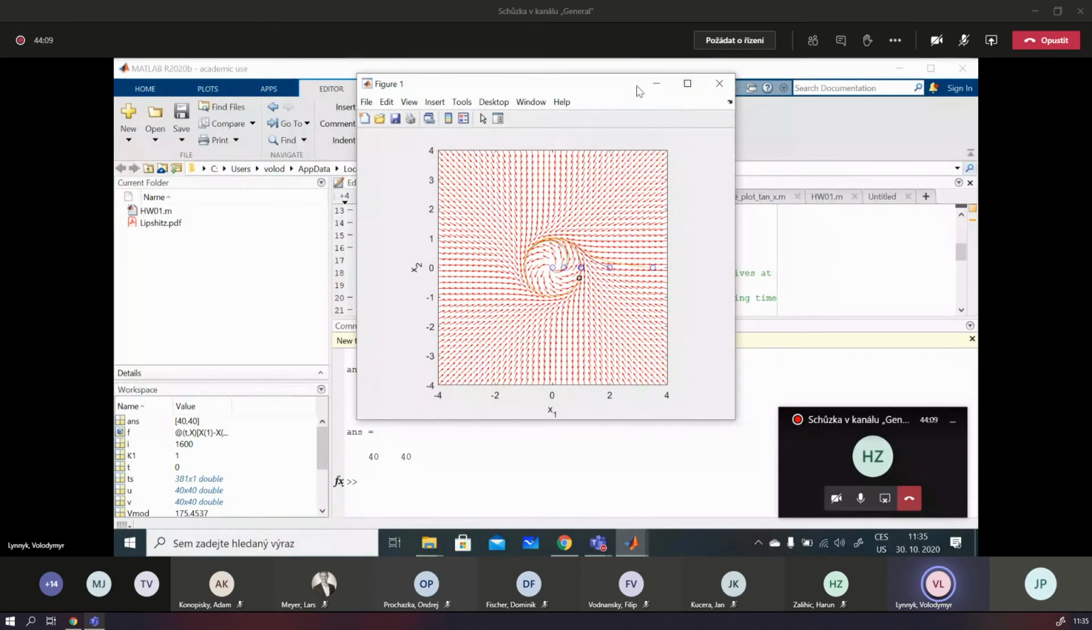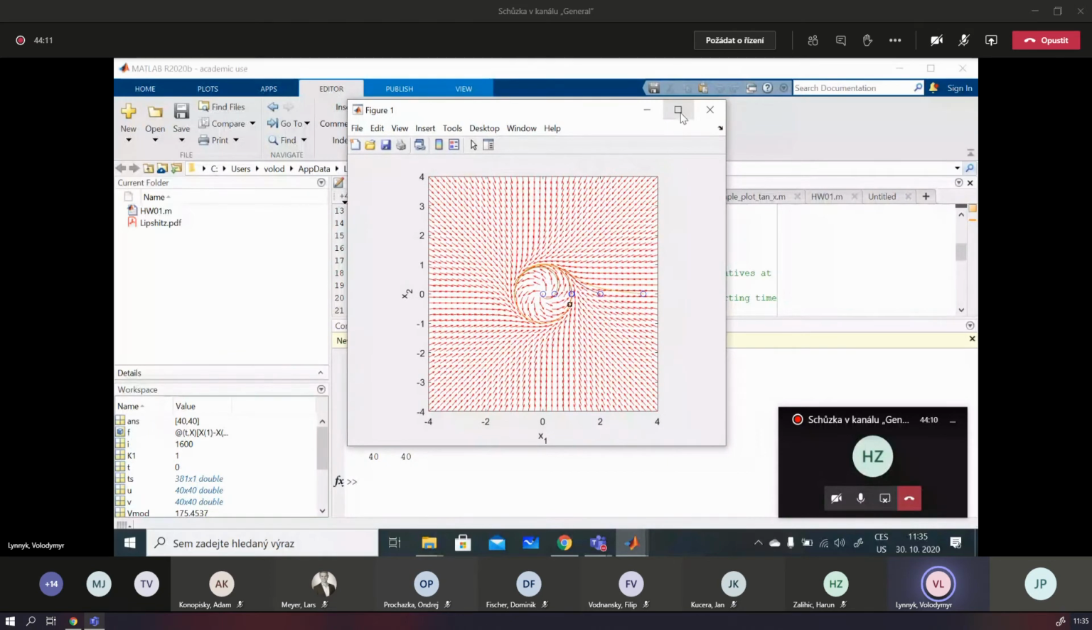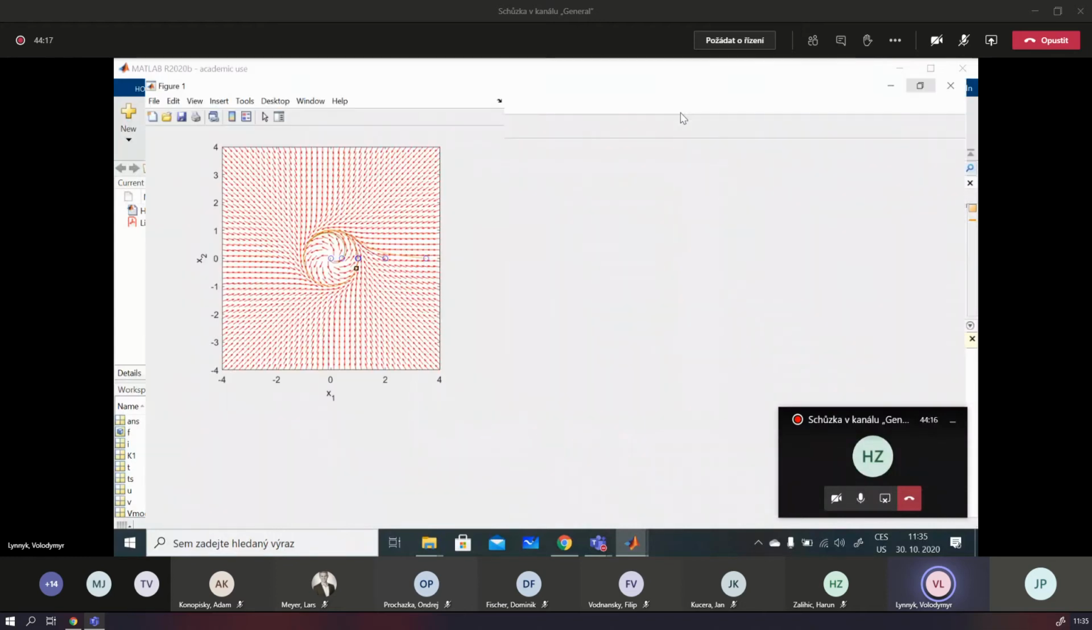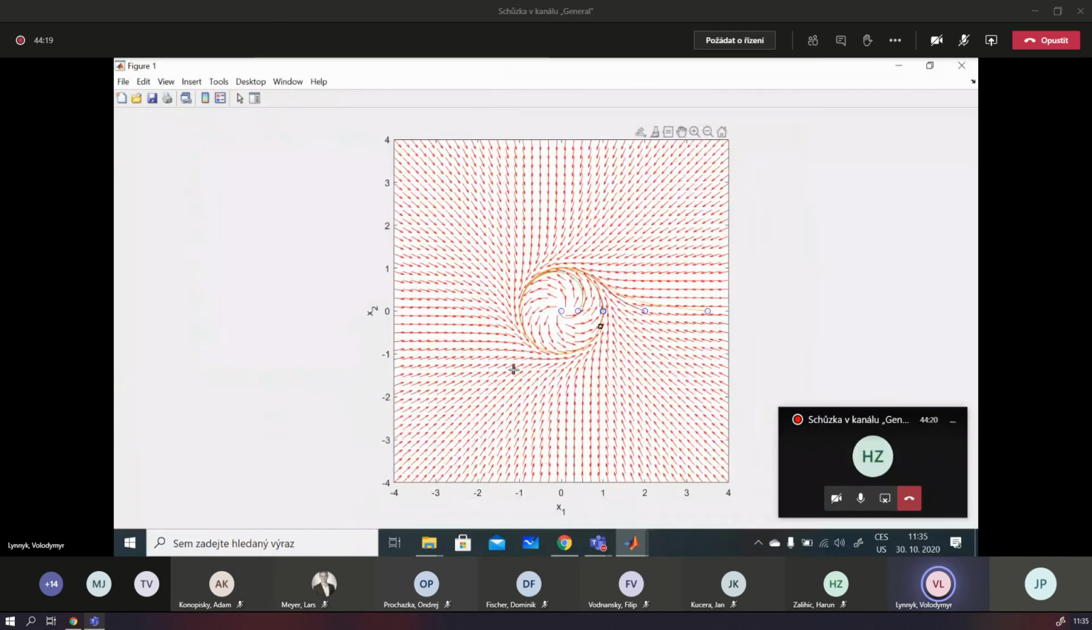And you can see that the vector field of this system is like this. Yeah, you can see this figure. Okay, figure 1. And you can see that this is some stable cycle. Yeah, and here different initial conditions.